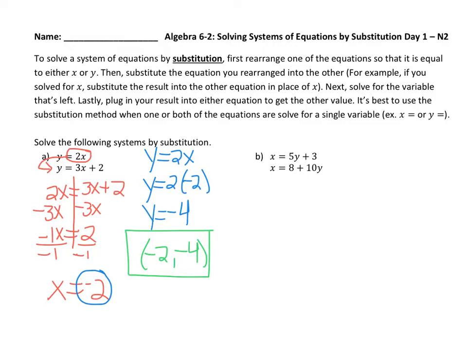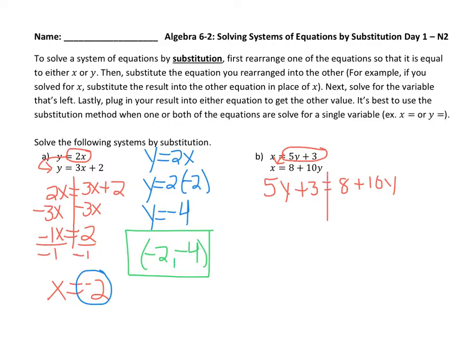Let's take a look at letter B. This time my equations are solved for x. So I'm going to take 5y plus 3 and plug it in, or substitute it, for x in the second equation. So instead of x, I will write 5y plus 3 and bring down the remainder of the equation, equals 8 plus 10y.